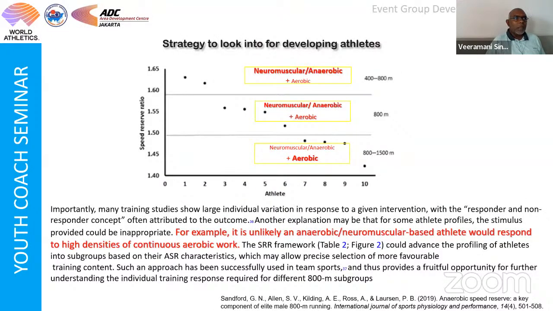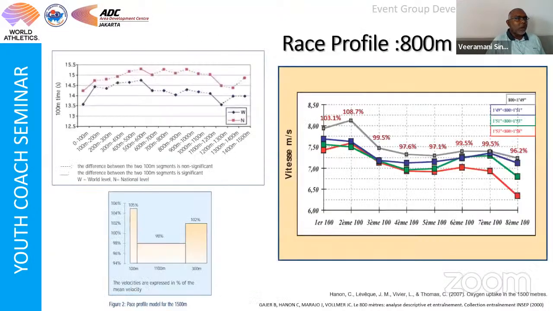Okay, in this area, another one that you will always have to look for as a coach will be what we call the race profile. Race profile means how does the athlete run the race from start to the end. Basically, you're taking split times of every 100 meters of the athlete when they complete, and then you're putting it into an Excel template, and then you can see how the graph looks like.